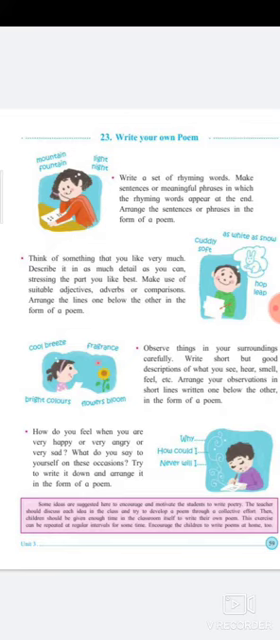Write a set of rhyming words, make sentences or meaningful phrases in which the rhyming word appears at the end. Arrange the sentences or phrases in the form of a poem. So what you have to do is write a set of rhyming words. Rhyming words given here: mountain, fountain, light, night, delight, chirping, whispering, etc. You can use them like this. So you have to use a set of rhyming words and make sentences or meaningful phrases in which the rhyming words appear.